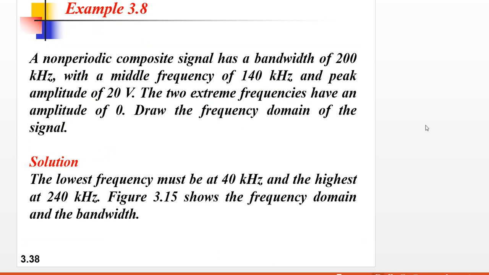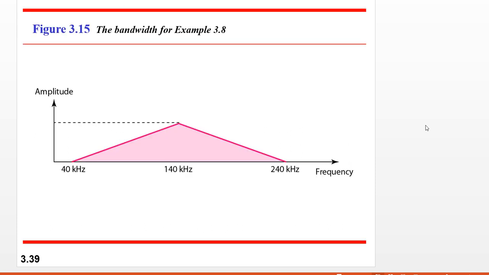Now, see this example. A non-periodic composite signal has a bandwidth of 200 kilohertz. With the middle frequency they have given 140 kilohertz, and the peak amplitude also given, 20 volts. The two extreme frequencies have an amplitude of 0. Extreme frequencies having amplitude 0 means the highest and lowest will be plotted on the 0 line. Amplitude 0 means the height is negligible. So the diagram appears like this.